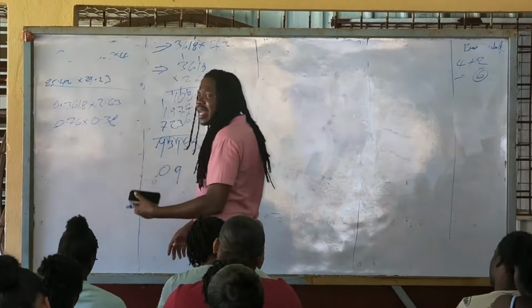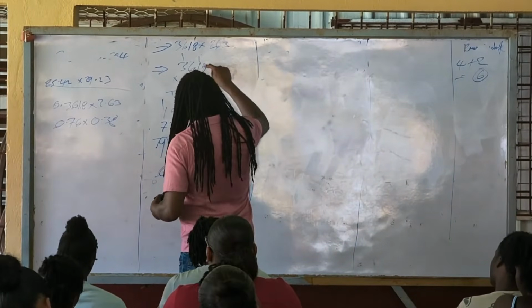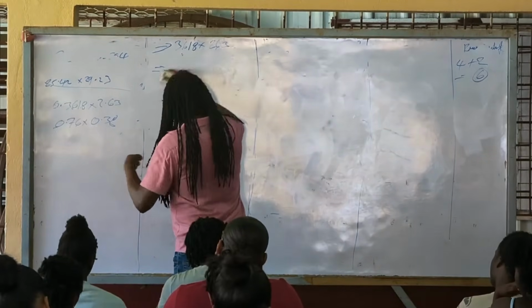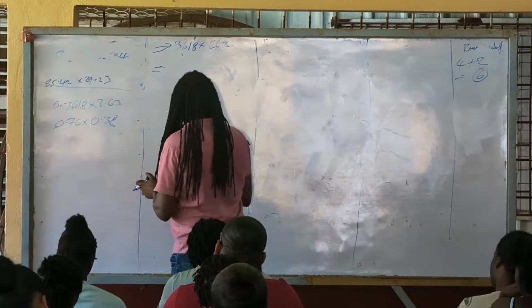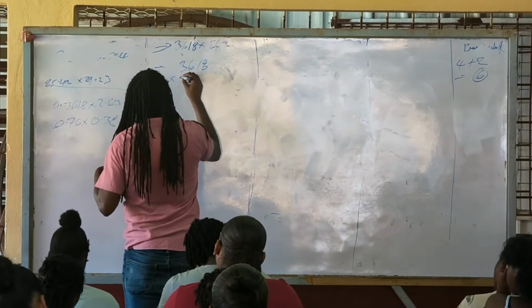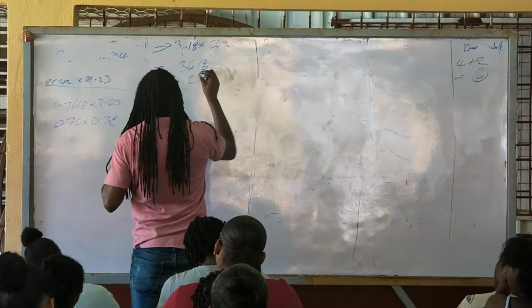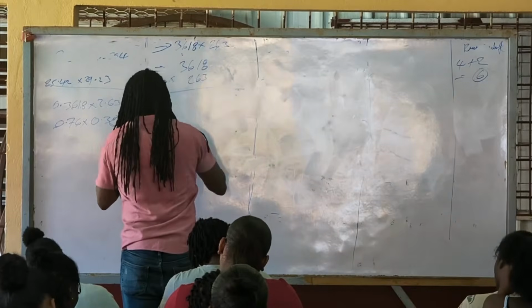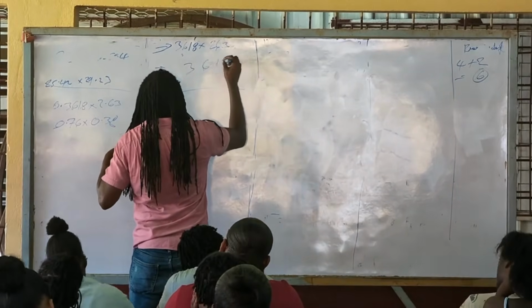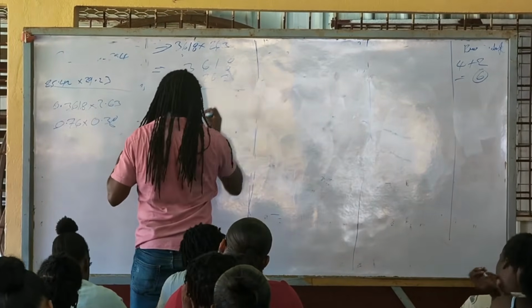So let me say 6 8. Start over. 3 6 1 8 times 2 6 3. I'm going to widen it so we have a space. 3, 6, 1, 8, 2, 6, 3.